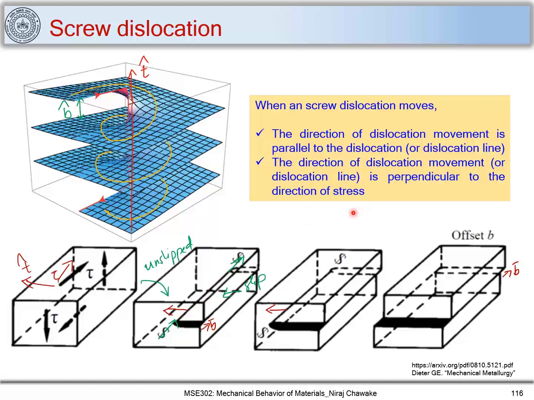So with this, I'm stopping here. We have seen what a screw dislocation is and what an edge dislocation is. We have identified their different types. We have seen how to express them mathematically, and in the next part we'll see more of dislocations.